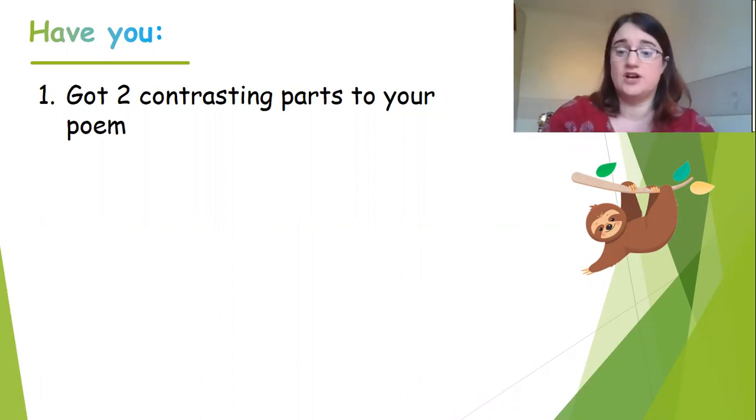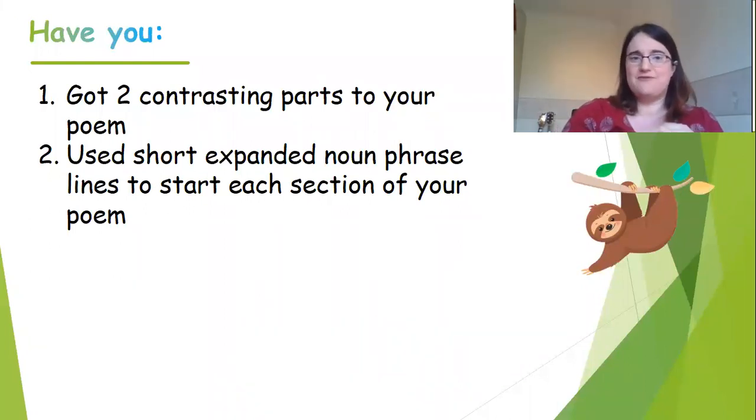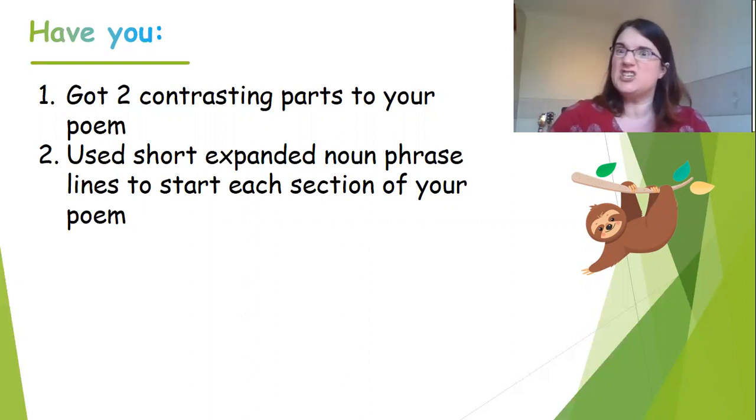So there's got to be a contrast in your poem. Have you managed to do that? Secondly, have you used short, expanded noun phrase lines to start each section? So Angela had used a description of the rainforest. I wrote hot, humid rainforest as the start of mine, didn't I? And she used a shady world as the start of her second section. So have you used those nice short lines in the right places?